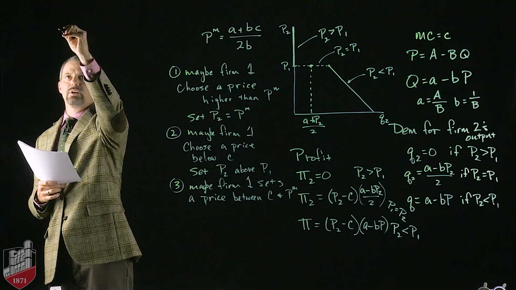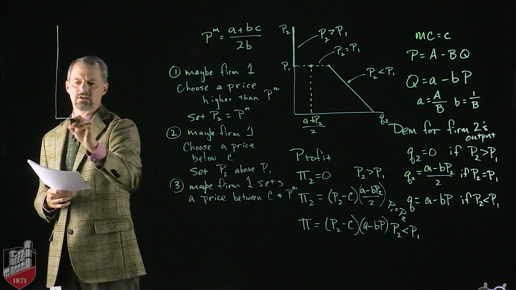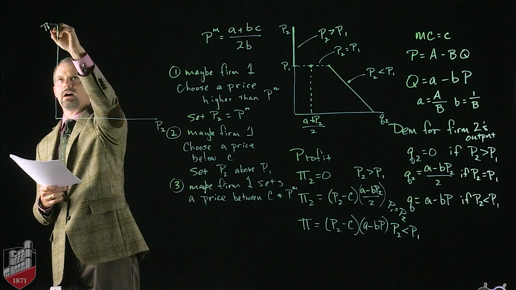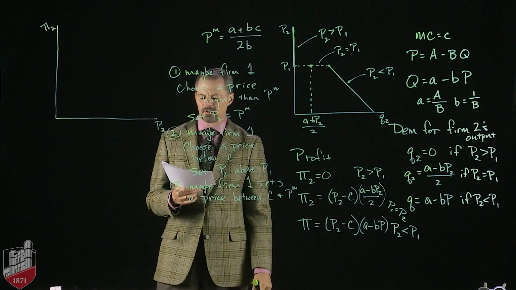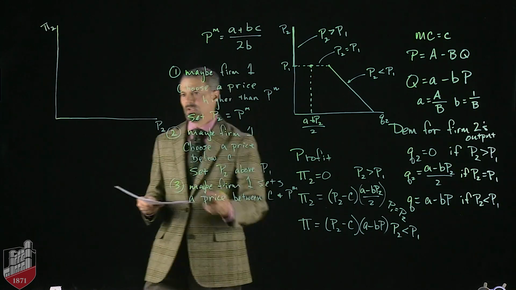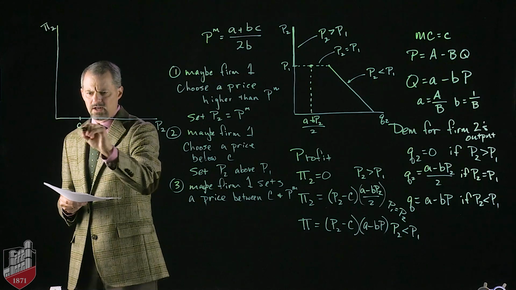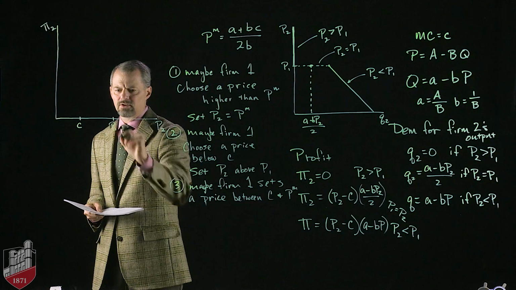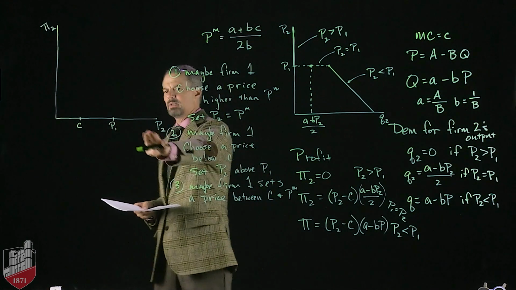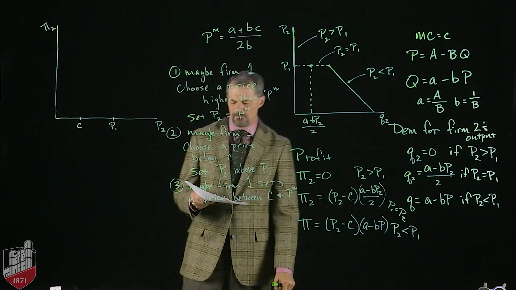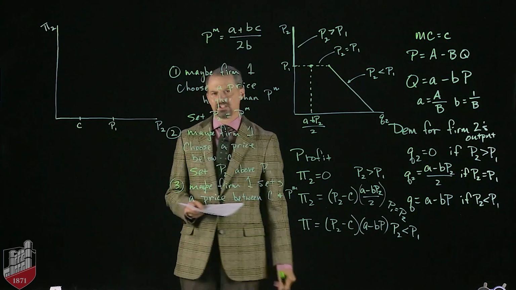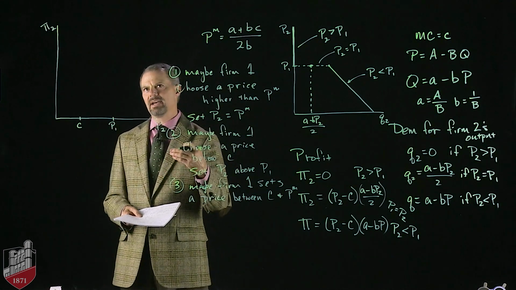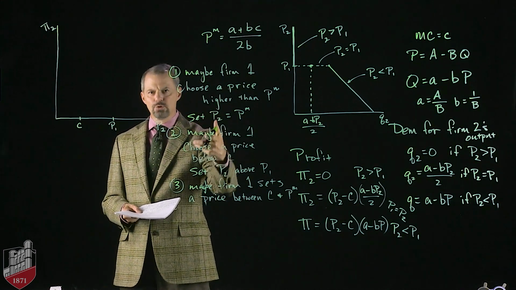So in that case, we can draw a picture of what profit's going to look like for firm 2. So I'm going to put P2 down here, and I'm going to put profit for firm 2 up on our vertical axis. I'm going to put the marginal cost right here, and I'm going to put firm 1's price right here. So the monopoly price would be somewhere out in here. So firm 1 has chosen its price.